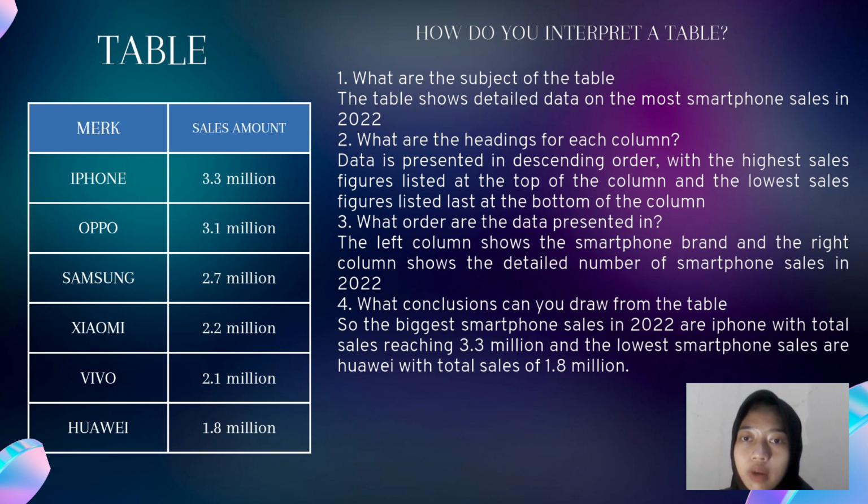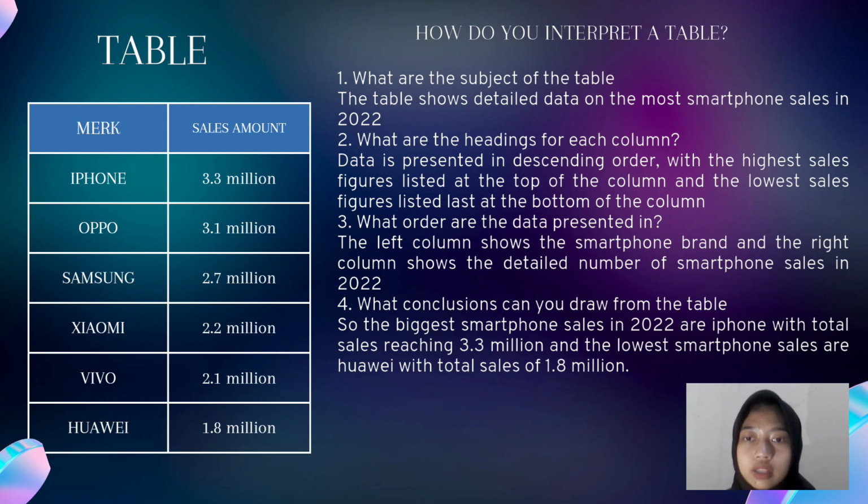Second question, what are the headings for each column? Data is presented in descending order with the highest sales figure listed at the top of the column and the lowest sales figure listed at the bottom of the column. Third question, what order are the data presented in? The left column shows the smartphone brand and the right column shows the detailed number of smartphone sales in 2022.